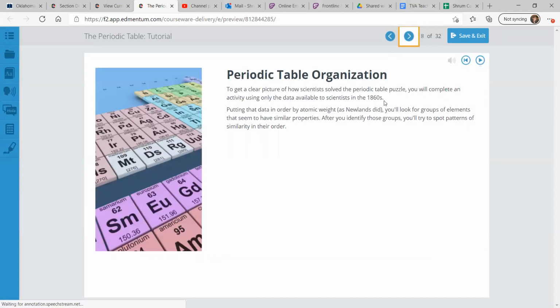Periodic table organization. So in order to get a clear picture of how scientists solved this periodic table puzzle, we're going to complete an activity using only the data available to scientists in the 1860s. So we're going to be handicapped in a way. Putting that data in order by atomic weight, as Newlands did, you'll look for groups of elements that seem to have similar properties. After you identify those groups, you'll try to spot patterns of similarity in their order.